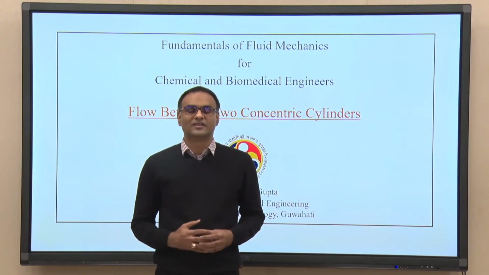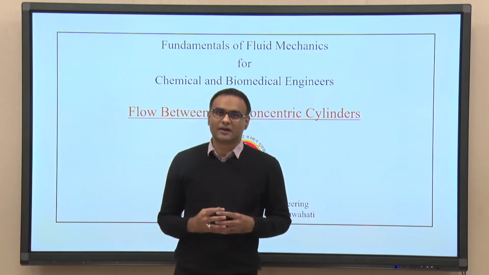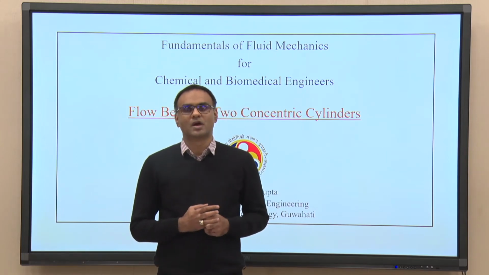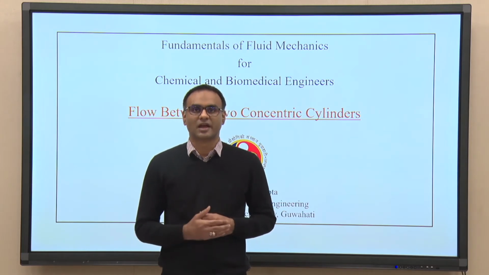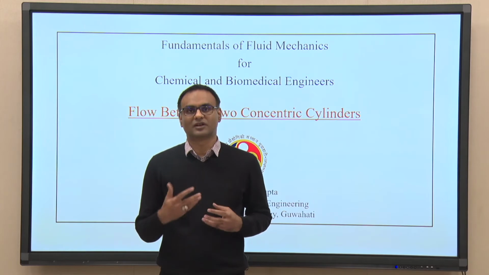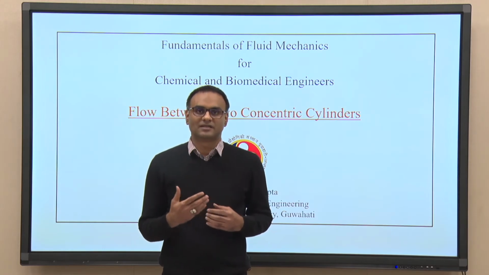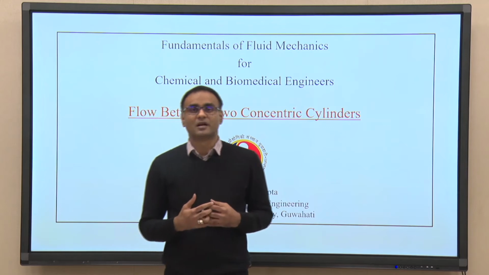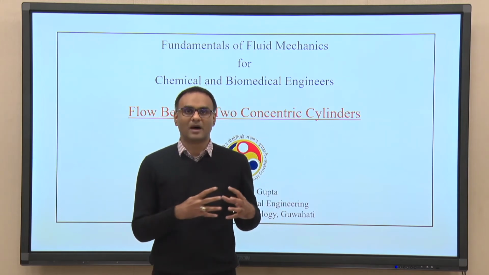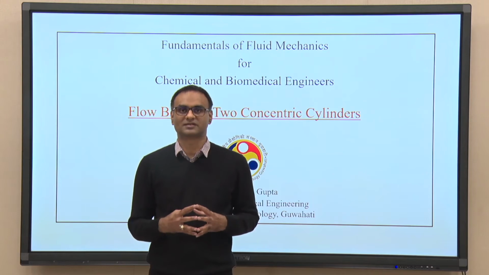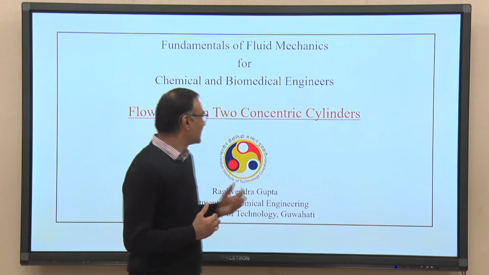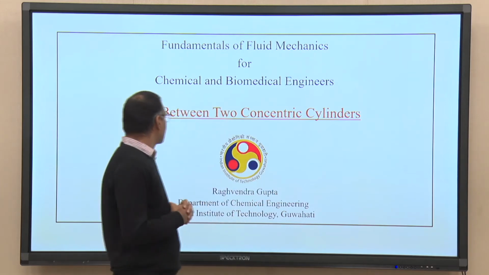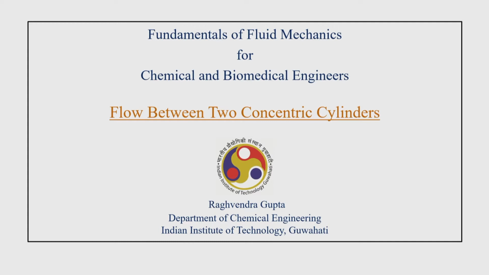Hello. So, in the previous lecture we looked at the laminar fully developed flow in a cylindrical channel which has circular cross section, and we obtained the equation for the velocity profile in such an arrangement by simplifying the mass and momentum conservation equations in the cylindrical coordinates. Today in this lecture we will look at another problem, which is flow between two concentric cylinders.